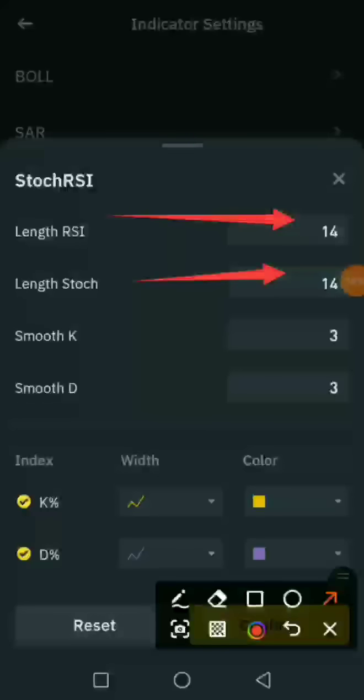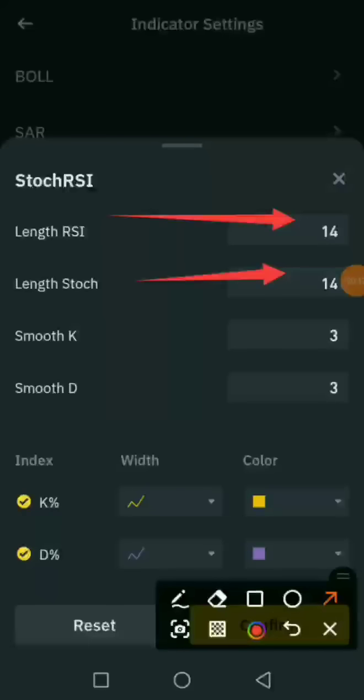for this RSI. The smooth K does nothing but smooth the line, the stock RSI. It rounds up the number of the stock RSI. Sometimes the stock RSI gives points and values, but the smooth K just rounds it up to smooth the work for us. And the smooth D adjusts the sensitivity in order to produce more reliable signals. So this strategy is good. 14, 14, 3, 3. Do not touch anything.